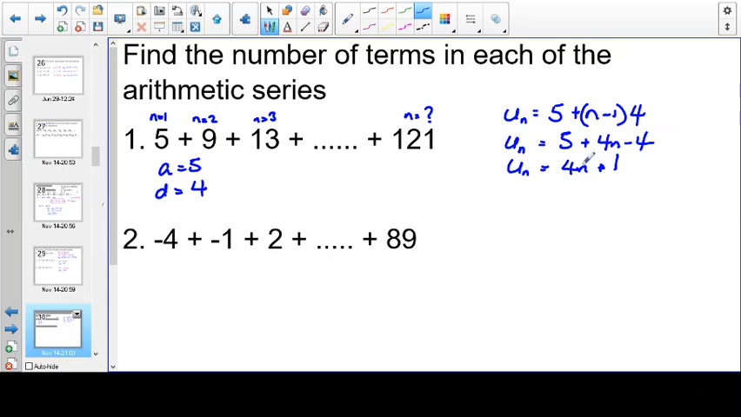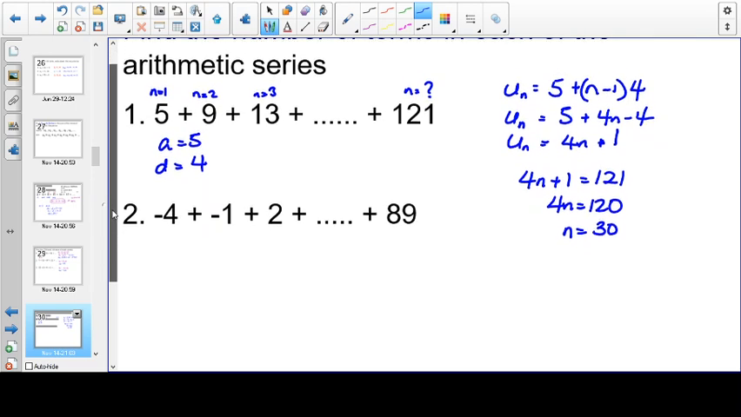There will be some value of n that when you substitute it into here, you get 121. So if we solve, 4n equals 120, n equals 30. That's in position 30, and because that's the last number in that series, then there must be 30 terms in that series. So I hope that makes sense.